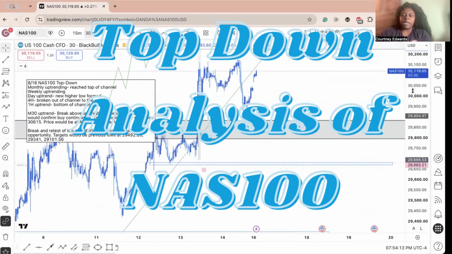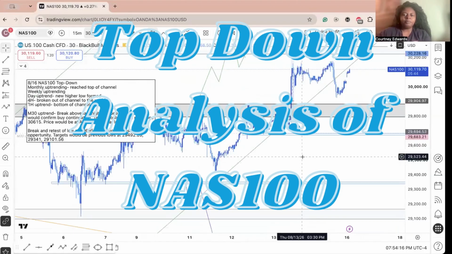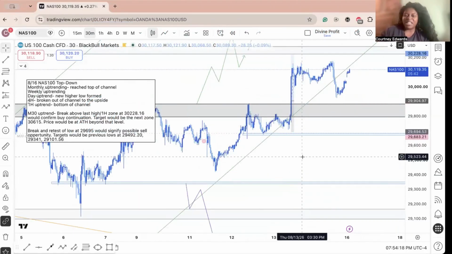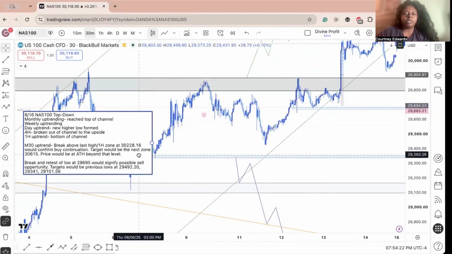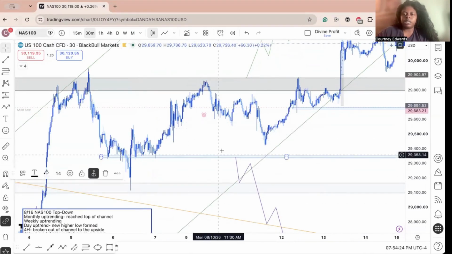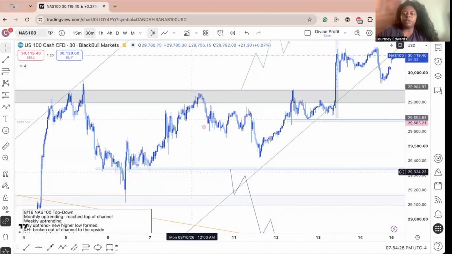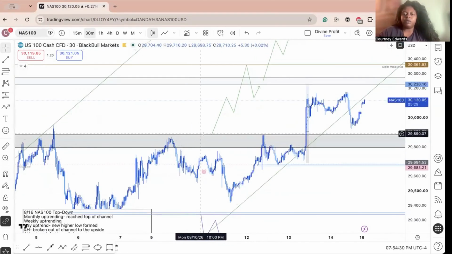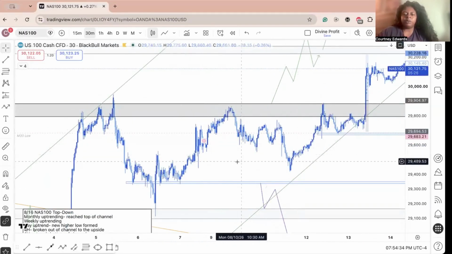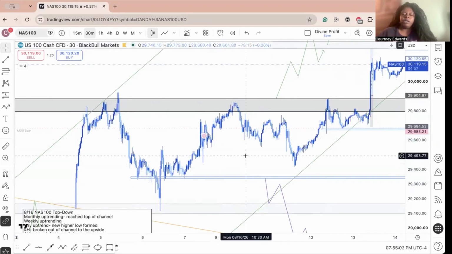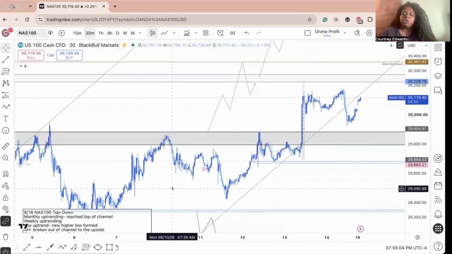And for NAS, I really didn't trade very much last week. When we talked about our markup from last week, I'm going to move this to the side so we could see. I was waiting for the break of this low before I entered for sells or the break of this high before I entered for buys. And you can see all week it kind of just played around in here. So I really wait on the breaks of the highs and the lows just to be sure.